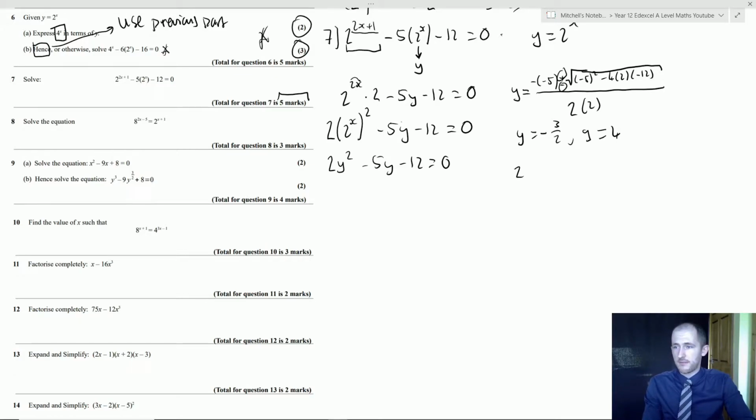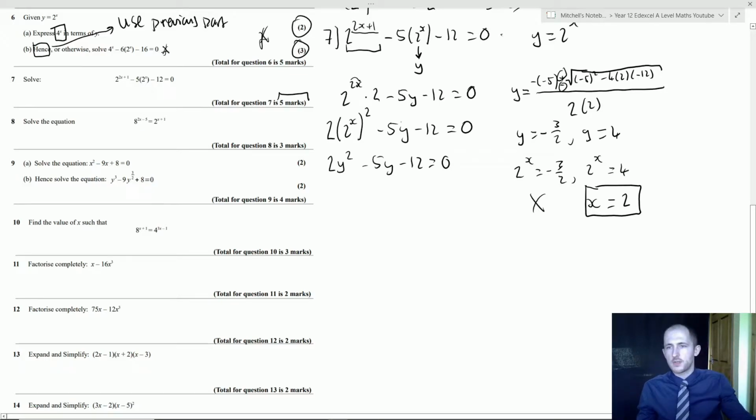We have 2 to the power of x is equal to minus 3 over 2, and 2 to the power of x equals 4. Again, you can't make a negative, so this doesn't give me an answer. Here, 2 to the power of what gives me 4? That's 2 squared, so x is equal to 2. That is your final answer. Okay, so hopefully not too bad. Give it a few moments for you to copy that down.